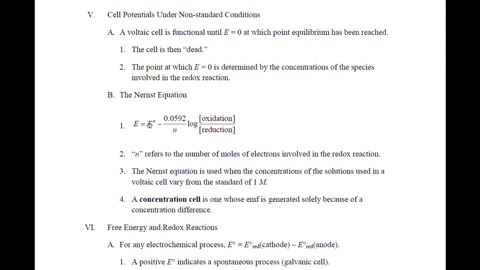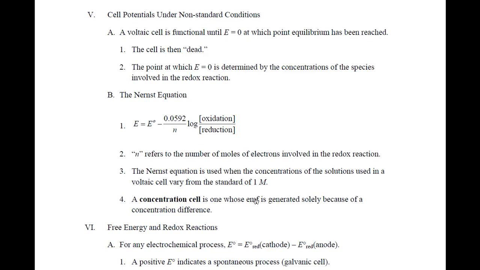So we have the standard cell potential, and we're going to modify the concentrations to modify the overall voltage of the cell. n is the number of moles of electrons that move, and these concentrations of the oxidation solution and the reduction solution. And so we take the log of that and multiply it by 0.0592 over the number of moles of electrons. Then we subtract that overall value from the standard voltage, and that's going to give us the energy of the cell.